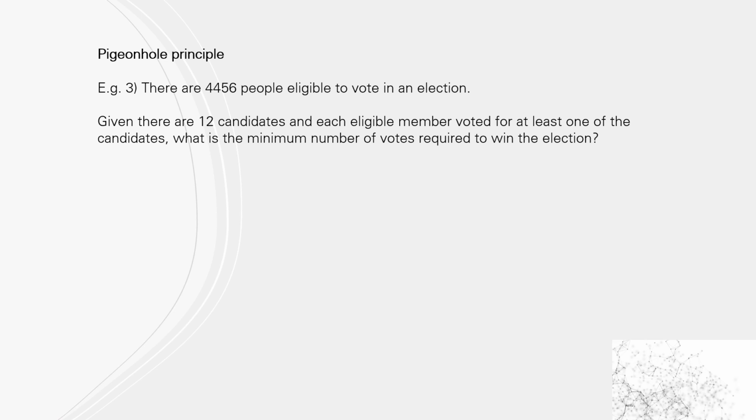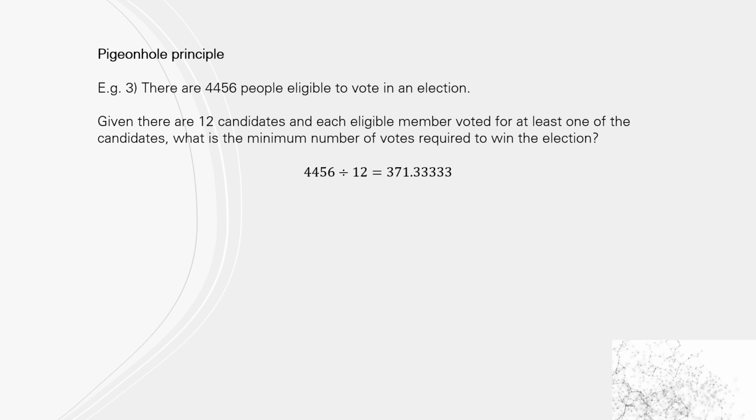So if there were 4,456 people eligible to vote in an election, and there are 12 candidates, and each eligible member, so all 4,456, have to vote for at least one of the candidates, what's the minimum number of votes required to win the election? So we're going to assume that all 12 candidates get pretty close to the exact amount of votes each, but one's going to win based on having more votes than the others.